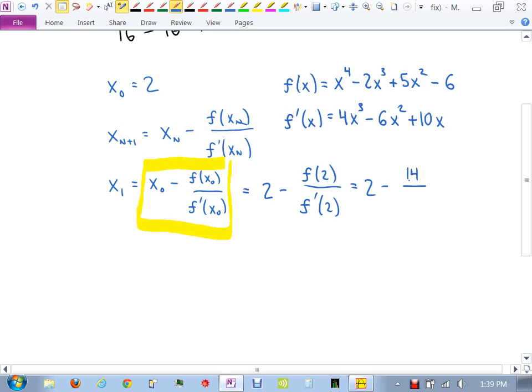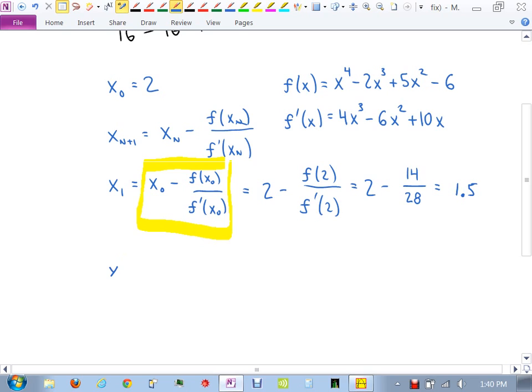Over, now plug 2 into the derivative. 2 cubed is 8, 32. 32 minus 24 plus 20, 28. Hey, isn't that exactly 2.5? Oh, wait, not 2.5, 1.5. Agreed? That's exactly 1.5. So that's x sub 1.